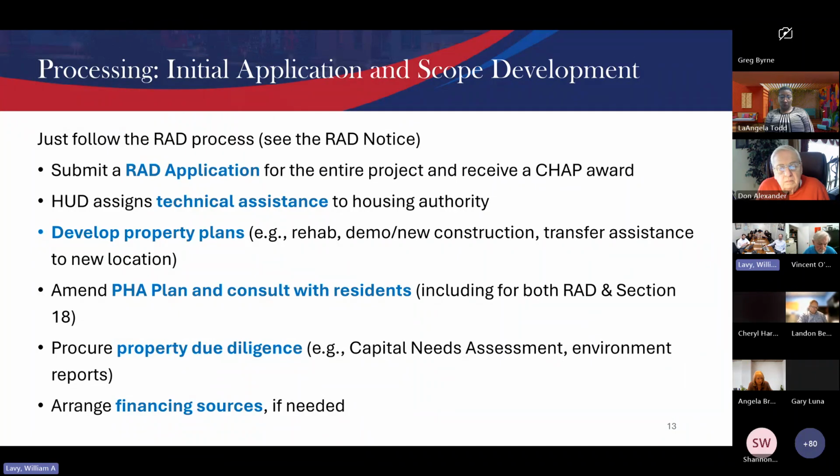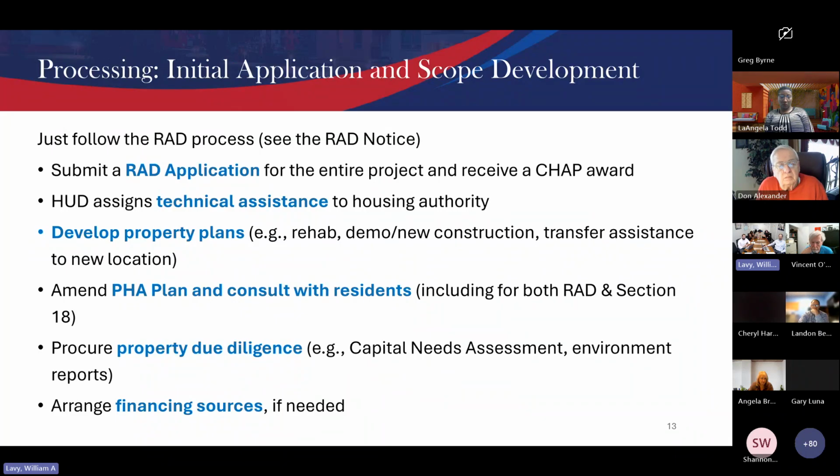You will have to procure your property due diligence. Your capital needs assessment is going to dictate your RAD conversion. The more needs your capital needs assessment shows, the more likely you're going to have to leverage financing, which is okay, right? We have higher rents now, right? You can actually leverage a pretty decent amount of first mortgage debt with these new rents that you'll be seeing. And you'll get your environmental reports.